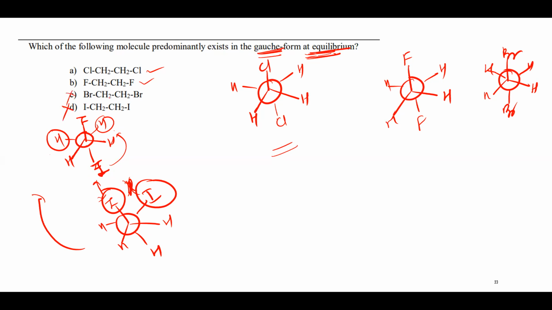If you see the bromo version, it is also the same. Bromines are the bulky groups, so they also try to stay in the anti form. So this option is also incorrect.